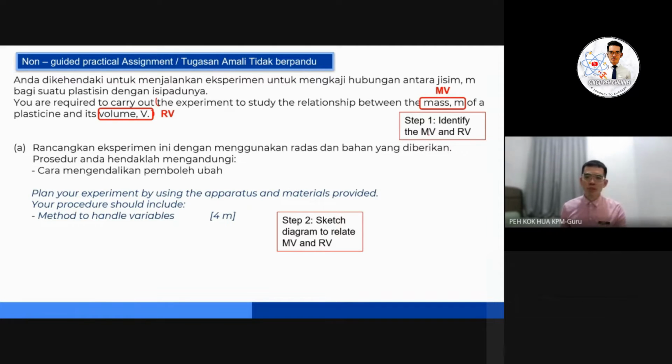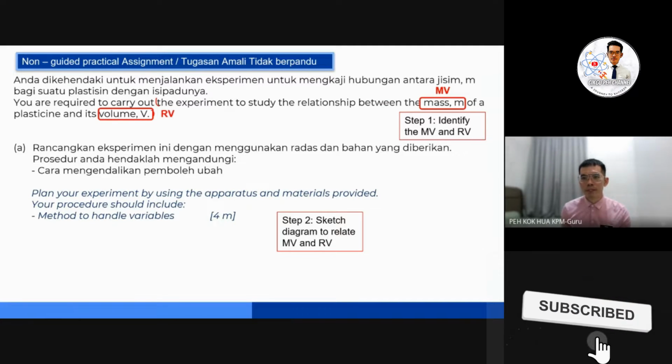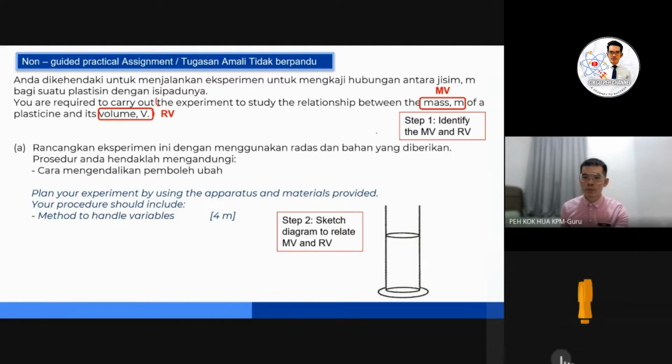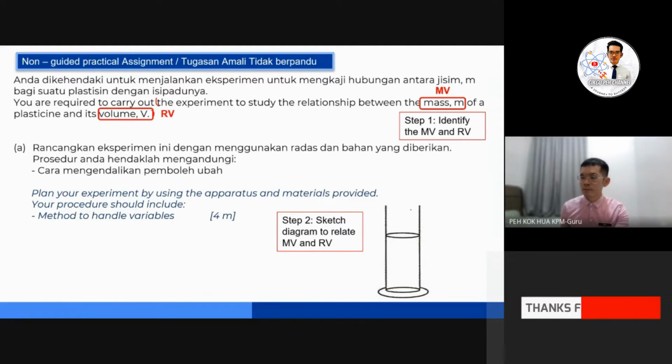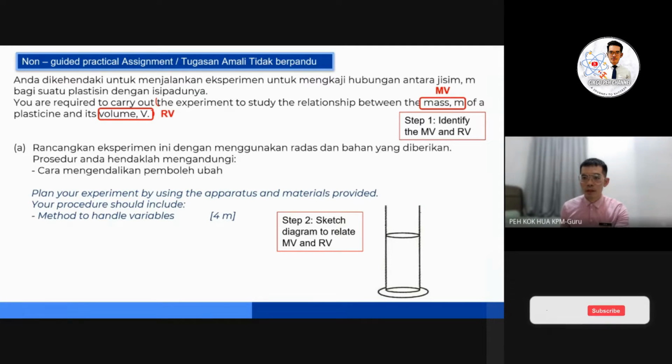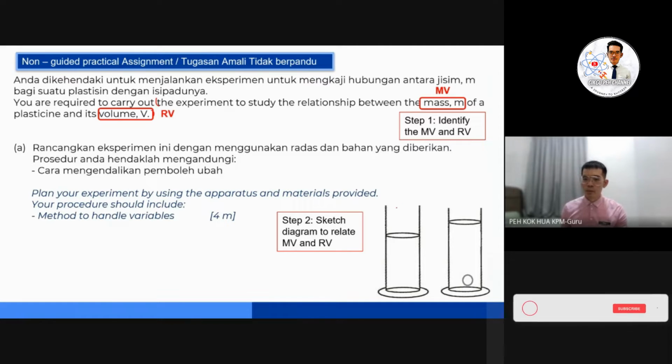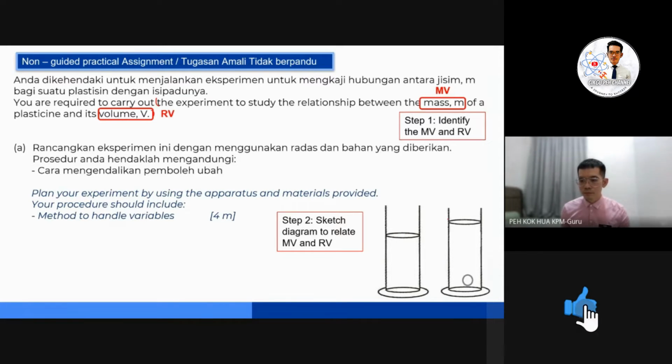Then second step, you have to sketch the diagram, which is related to the MV and RV stated in the aim of the question already. So basically, you can just sketch the diagram so that you can imagine what you are going to do in the real practical test after you read the question 5 minutes later on. Basically it will be like this. The water will be poured into the provided glass jar, and then when you put in the plasticine, for sure the water level will rise up.